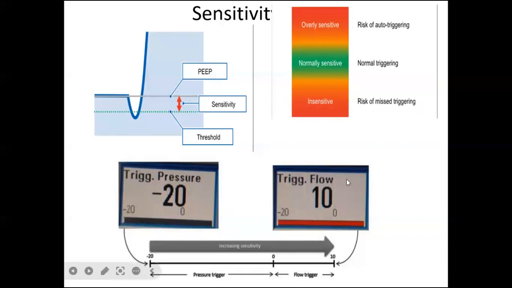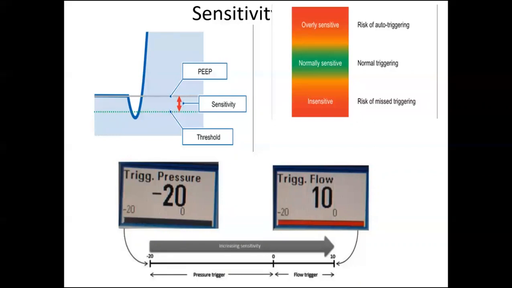But the problem with Mackett is they have their own algorithms. They don't want to follow other people's rules. So they changed it, not for pressure, but for the flow only. Here, 1 is less sensitive and 10 is more sensitive. That is the only difference in Mackett. If you're using Mackett ventilators, you need to know this one point.